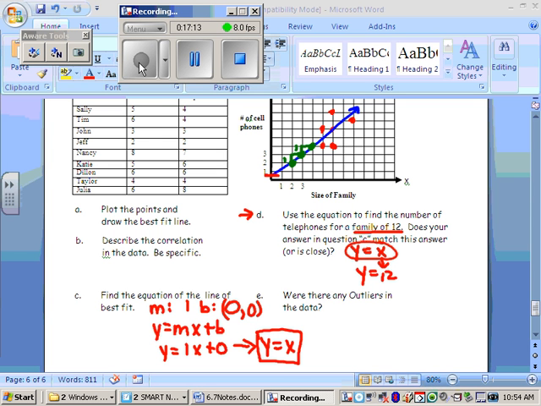In question E it says, were there any outliers in the data? Now recall an outlier is a point that doesn't fit the norm. So in this situation it might be something like if the size of the family were 1 and they had 15 cell phones, that would be very unlikely and out of the norm. Now that's not the case for this example. On the other hand, another outlier might be a family of 5 that only has 1 cell phone, which is also not an example in this situation. So in this example, there were actually no outliers. And this completes the lesson on scatter plots.